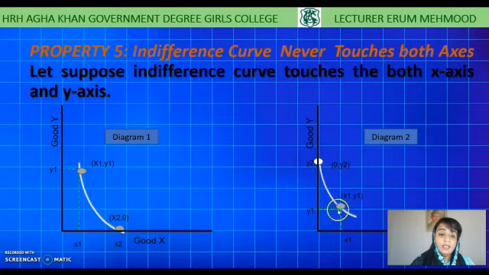Similarly, at this point, the consumer takes utility from good X and good Y. If it touches the y-axis, he is taking only good Y. So again, it is against the definition of the indifference curve, because an indifference curve represents the combination of two goods, not only one good. So an indifference curve never touches the axis.